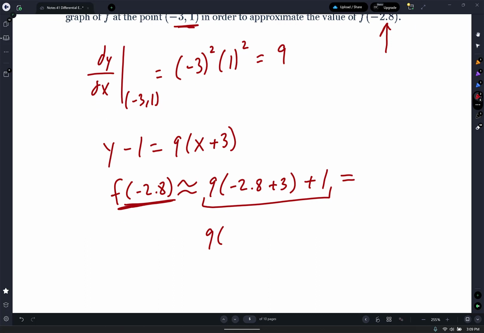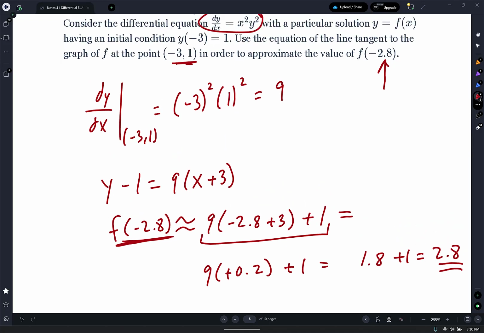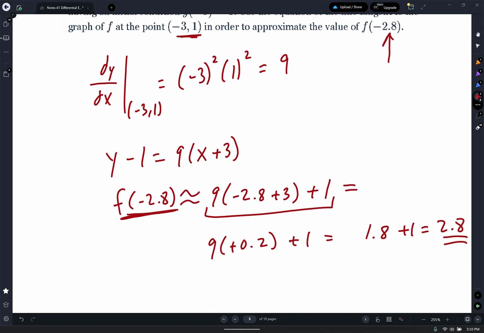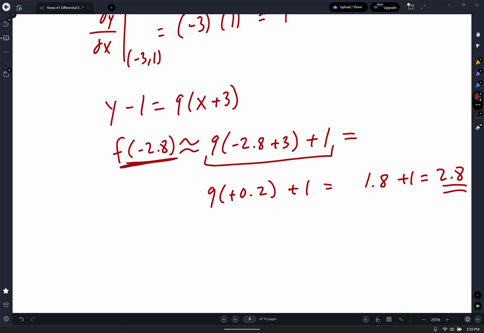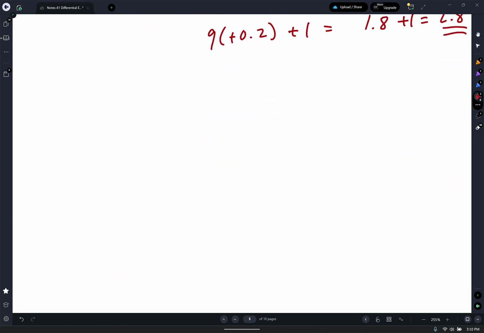So let's see. 9, and then negative 2.8 plus 3, what's that? Negative 0.2, plus 1. I think we can do this without a calculator. What is 9 times negative 0.2? Is that negative 1 point... Sorry, that was my bad. Oh, yeah, thank you, guys. It's going to be a positive 1.8 plus 1. So what is it? 2.8 is the approximation. What am I approximating? It doesn't even tell me what I'm approximating. Cool or not cool? All right, one more.